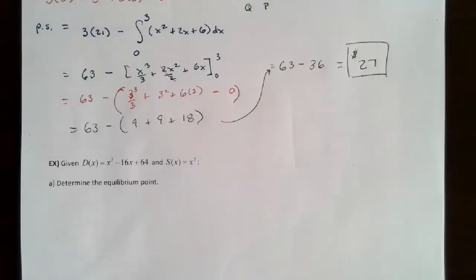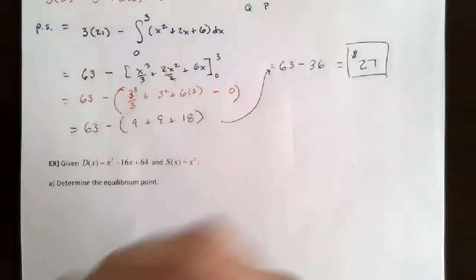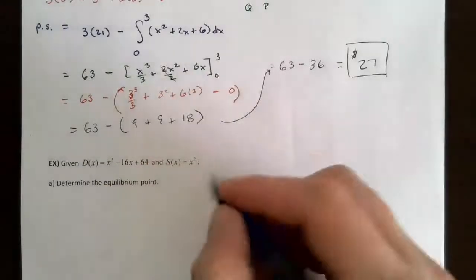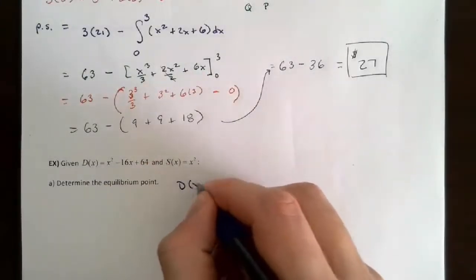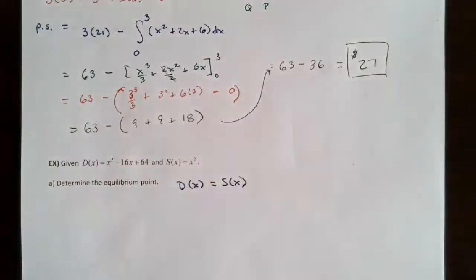So if I'm looking at this point for the equilibrium point, what I'm really going to do is set the two functions equal to each other, because this will be where the two curves intersect. So what I really want to do is take d of x and set it equal to s of x, and then solve.